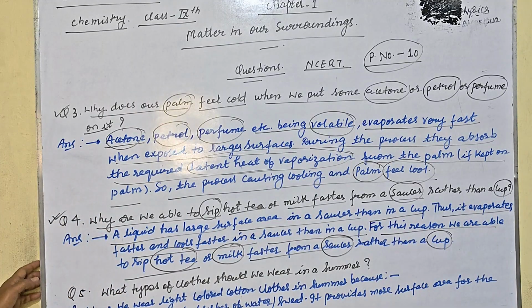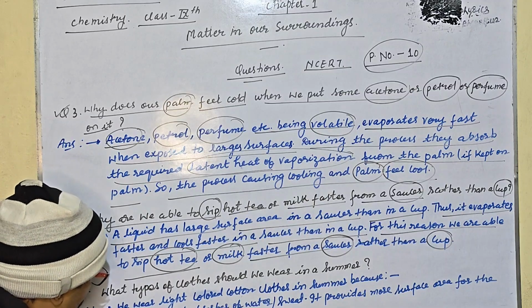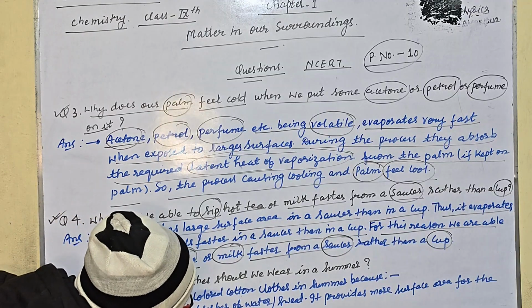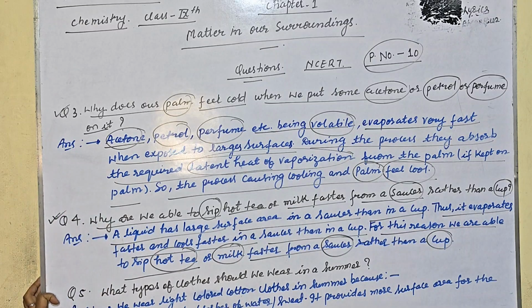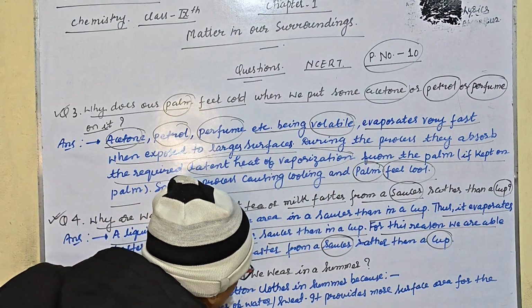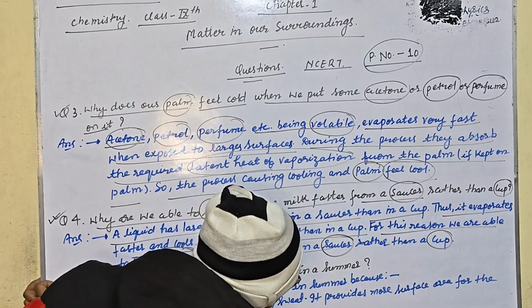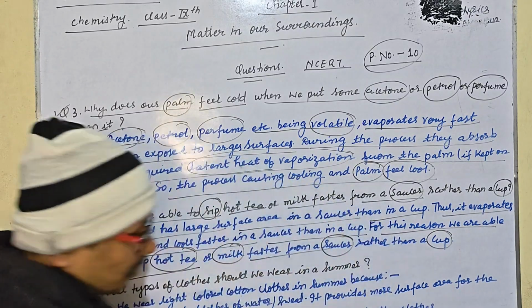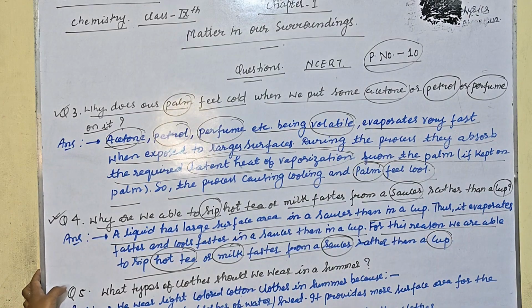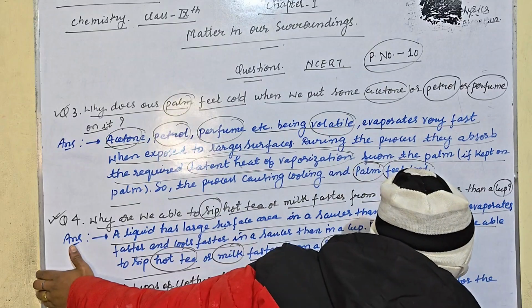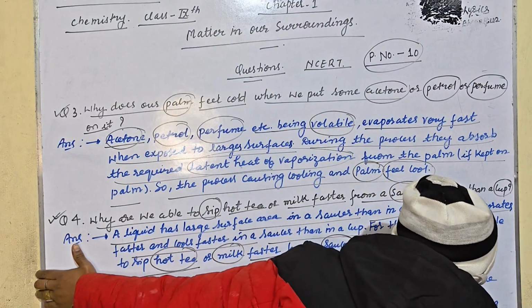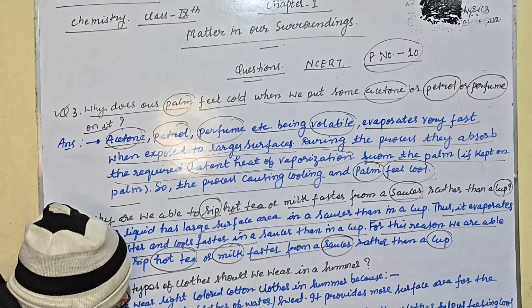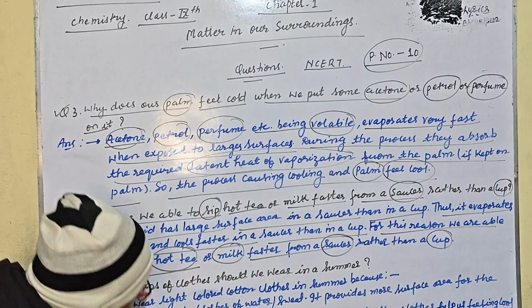Second, light color absorbs less heat. And third, wearing light colored cotton cloths helps us feel cool and comfortable. So these are the things.